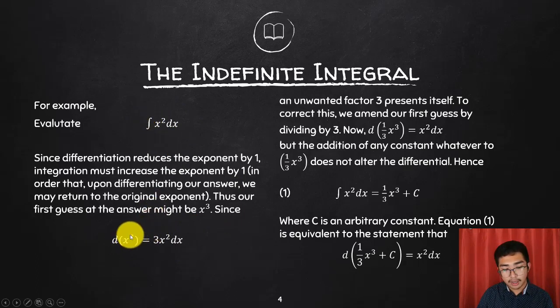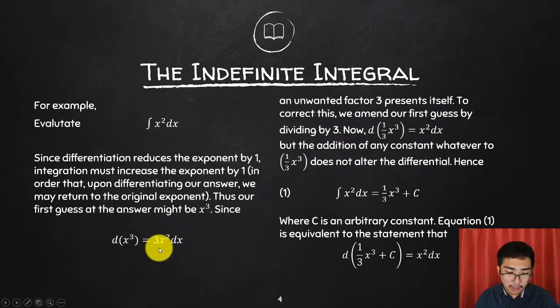So our goal is, when we find the integral, if we derive back, we go back to the original function. And your guess, x cubed, if you derive it, does not go back to x squared dx. It goes to 3x squared dx. There is an unwanted factor, 3, present in your guess. So to correct this, we amend our first guess by dividing by 3.